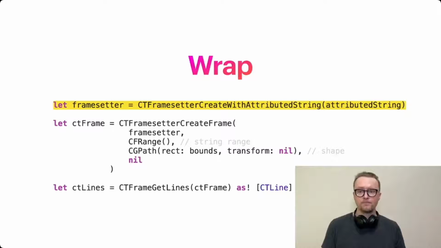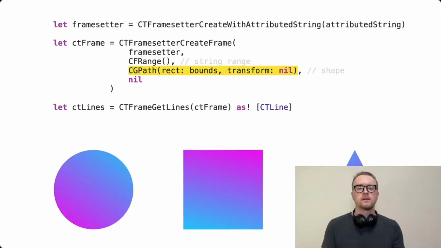Once we have a frame, we get the lines out of it. CTFrameGetLines gives us the lines using the CTFramesetter you've built. So all layout happens, and we already get the lines that are wrapped properly. There's an example of shapes. It's just an example. You can really play with anything. You can have multiple frames on the same view. So yeah, it's very powerful.